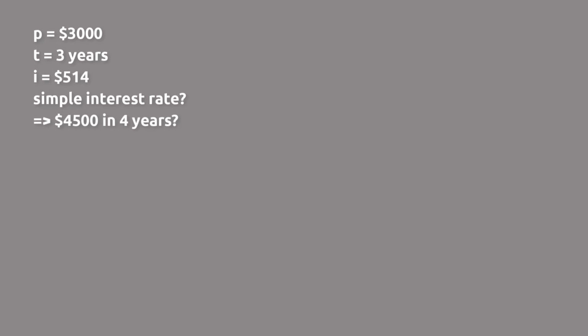This is similar to example 2. We simply set up our formula, substitute what we're given, and then simplify to find the simple interest rate. I've written down the pertinent information in what we were given. The principal is $3,300. Time is 3 years. The interest she earned was $594.